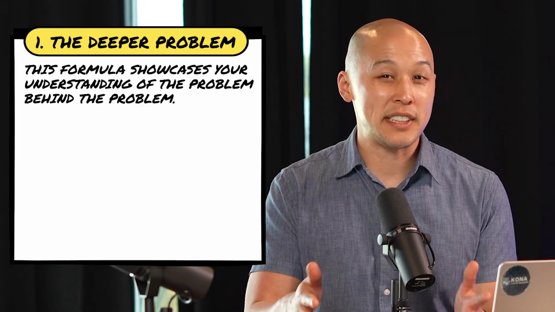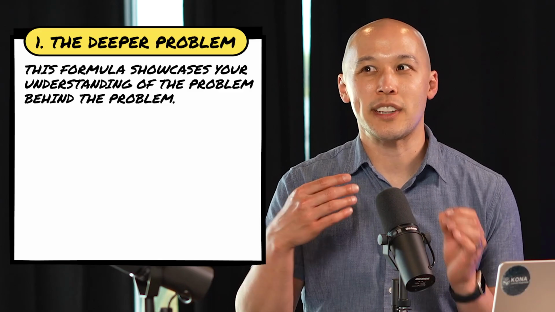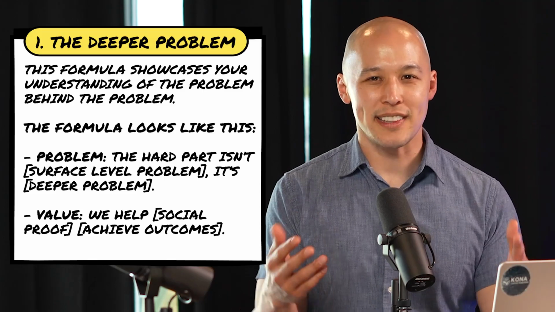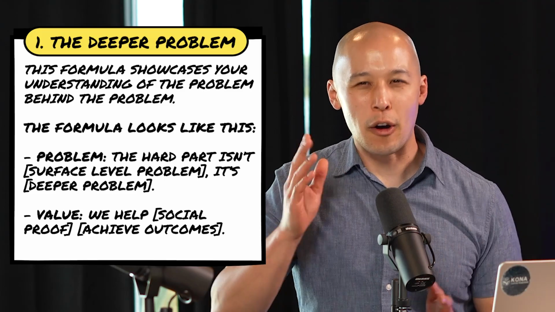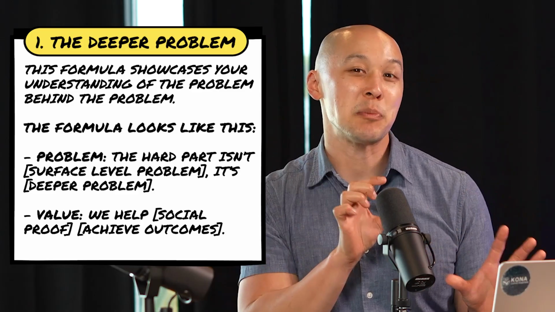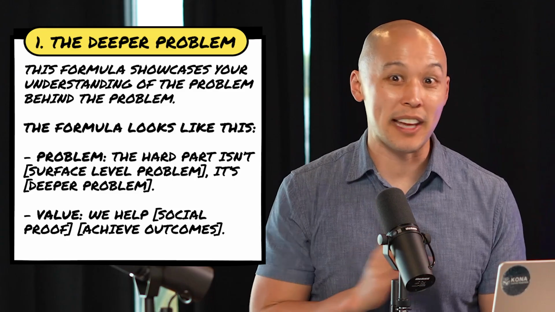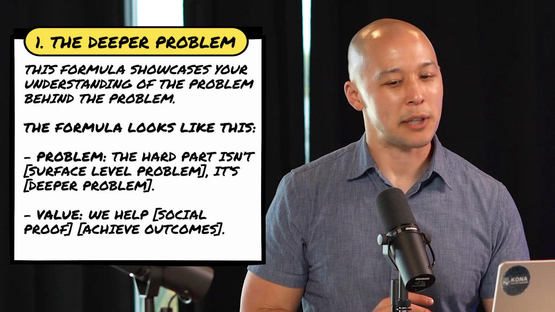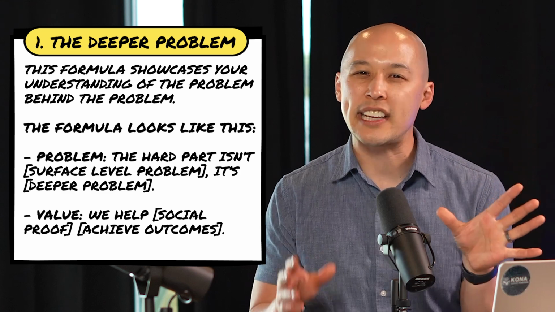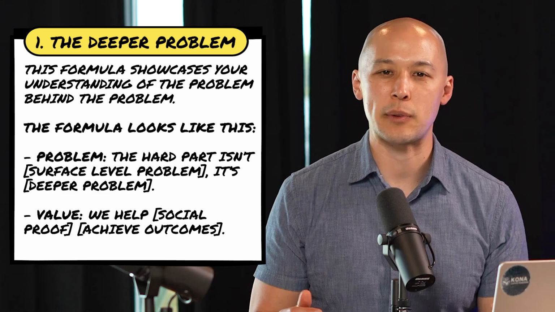One is what we call the deeper problem. This one I really, really like because it really shows that you understand the nuance around the problem. The way that this formula works is, hey, the hard part isn't this surface level thing. It's actually this deeper, more nuanced thing. And then the value is we help other people like you achieve these outcomes. And really what that demonstrates is that I'm going beyond the surface level and I really understand the nuances of your industry and what you do and the stuff that you might be dealing with at your company.